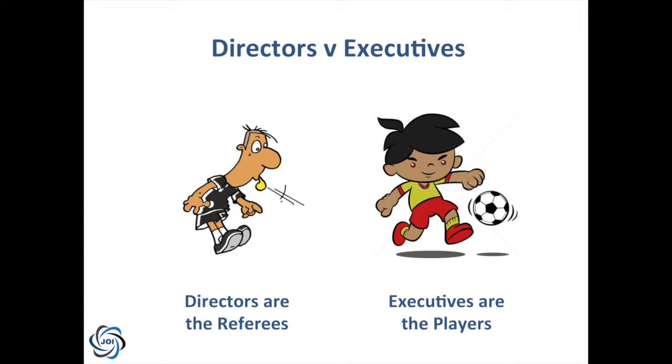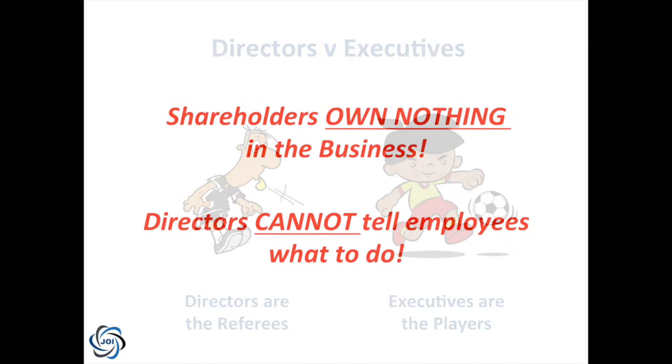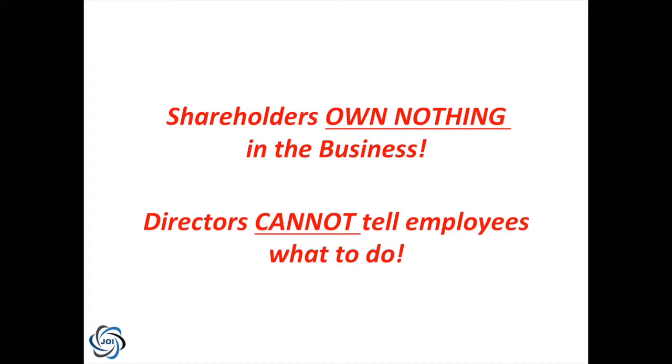The directors are like the referees on a playing field. They know all the rules, and their job is to make sure that the players abide by the rules. But they never take part in the game. They're not allowed to. And then the executives, they are the players on the field. They run the business. But they're responsible for running the business in accordance with the rules. And if they don't, then the directors, the referee, is there to call them to account, and they can send them off the pitch.